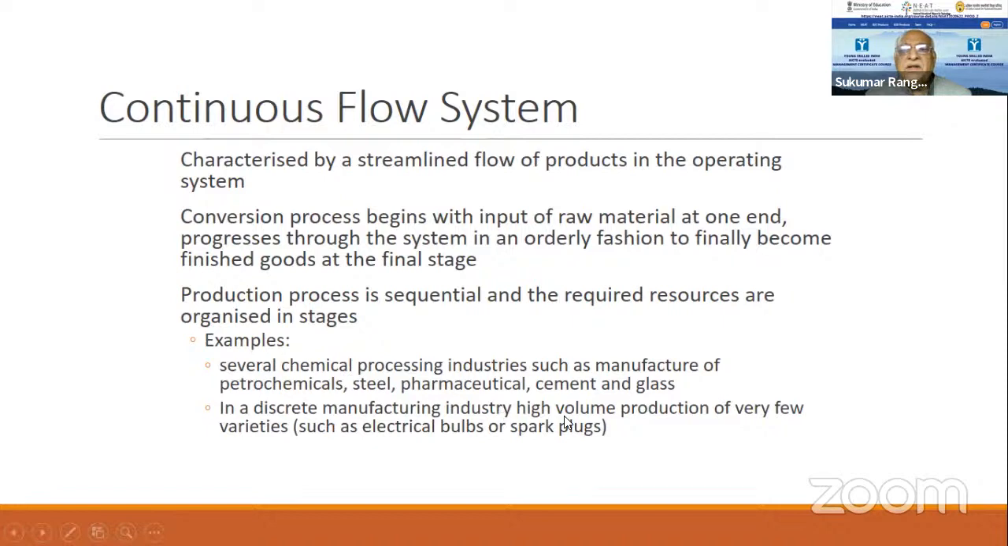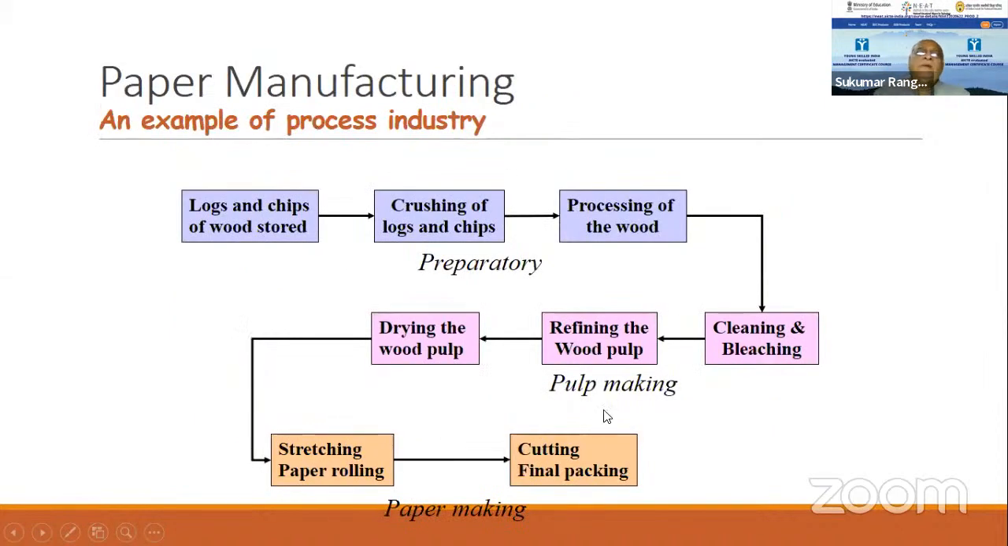In a discrete manufacturing industry, high volume production of very few varieties, such as bulbs, spark plugs, there are many, many examples for that. Like even the batteries, our everyday batteries, we have a plant on the way to Bangalore, which I've been to, that every day mass produces these AA and AAA batteries. Several millions are produced every day. That is a discrete mass production.